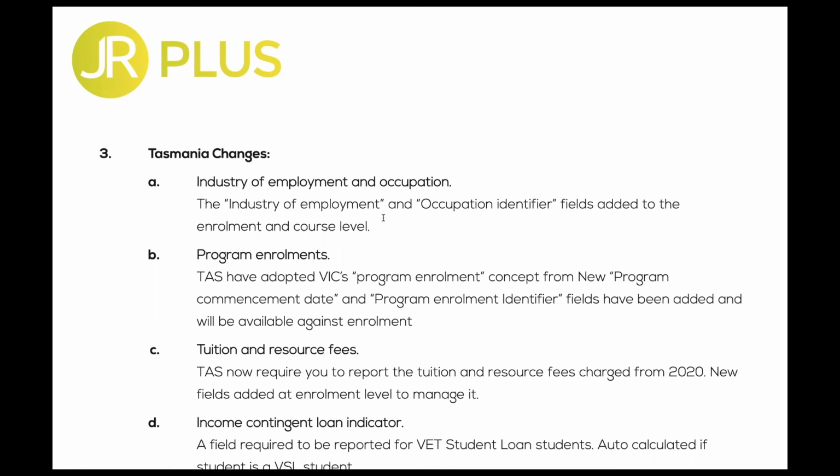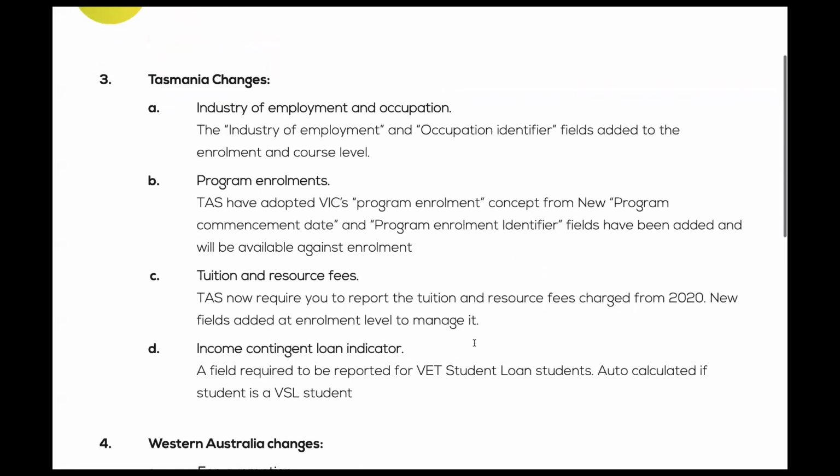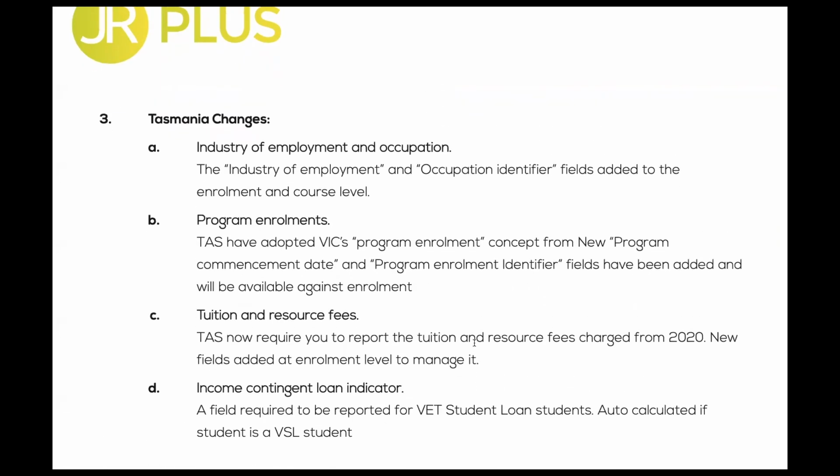Also, one of the big changes is the tuition and resource fees. What the department wants you to do now is to report these. Again, you can add the fees in bulk as well. So what we have done is add 2 additional fields at the enrollment level that would allow you to define how much you're charging for tuition and resource fees.